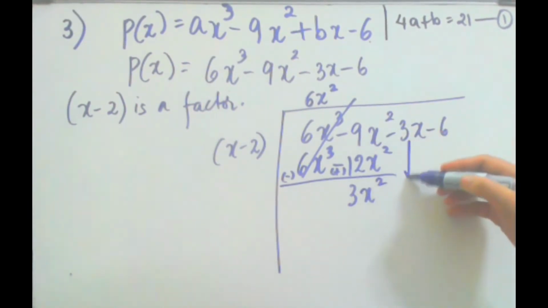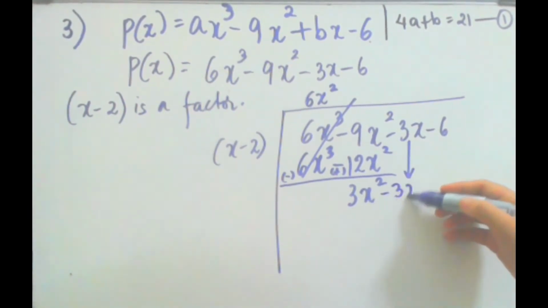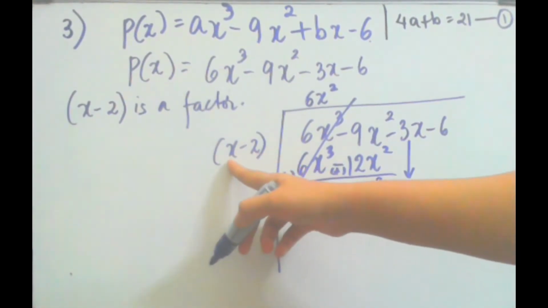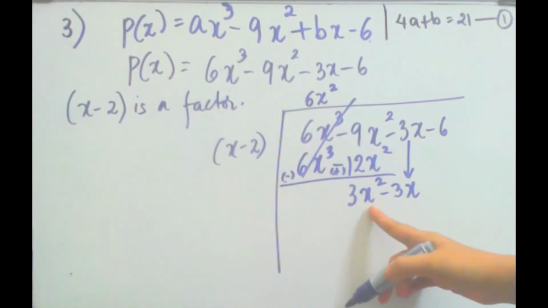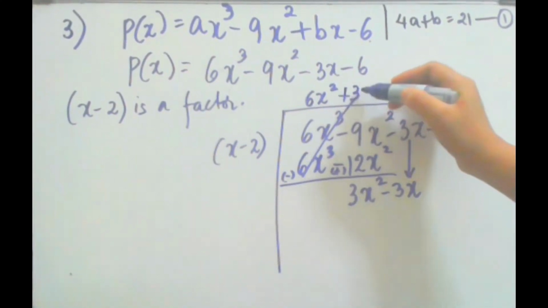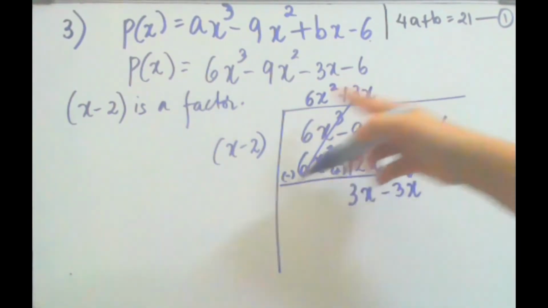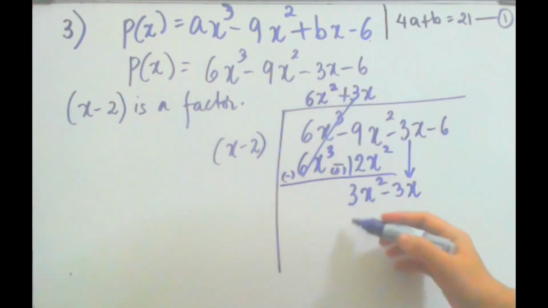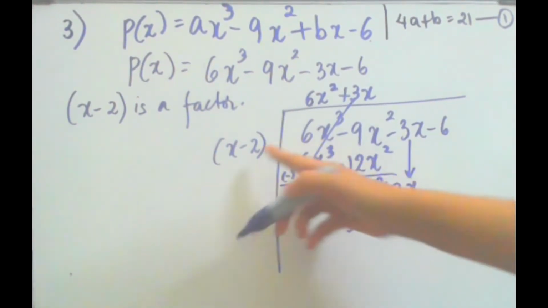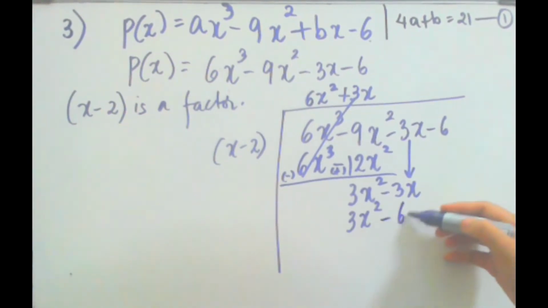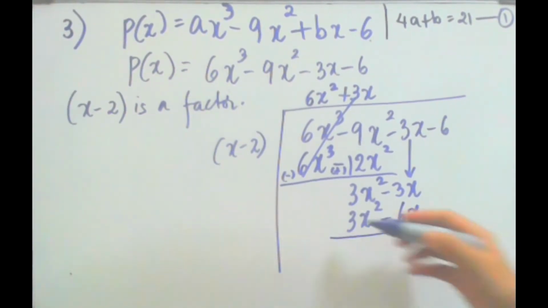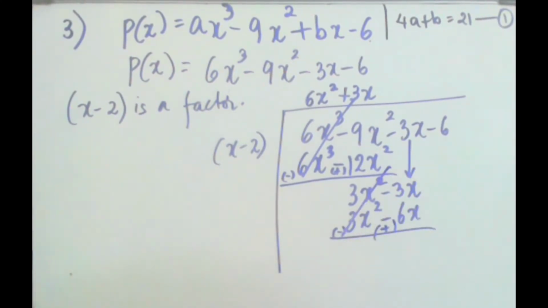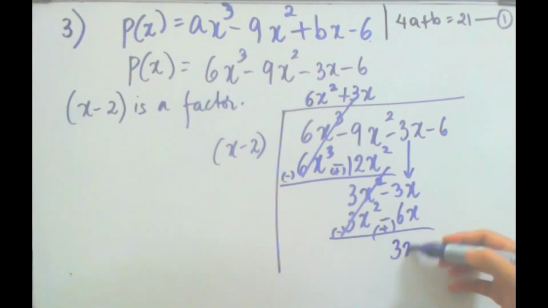Now it is time to bring down the next term, which is negative 3x. So to get 3x square, what do I need to multiply x by? I need to multiply by plus 3x, which I am going to write here, plus 3x. Now with this plus 3x, I am going to multiply both x and minus 2. So 3x multiplied by x is 3x square. Minus 2 times plus 3x, I get minus 6x. Now we are subtracting. Remember to change the signs. The first terms cancel each other. What I get from the two terms is plus 3x.